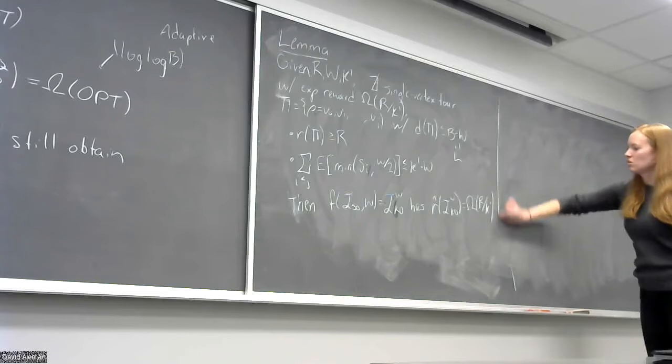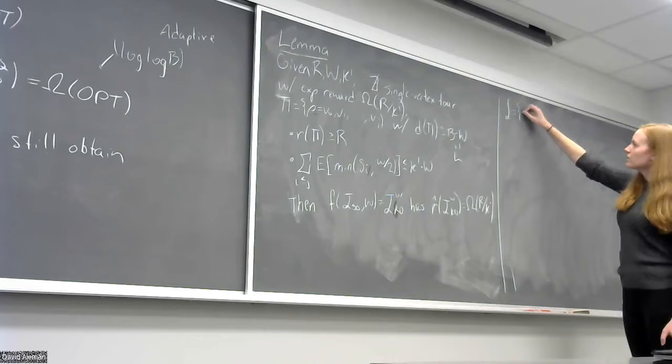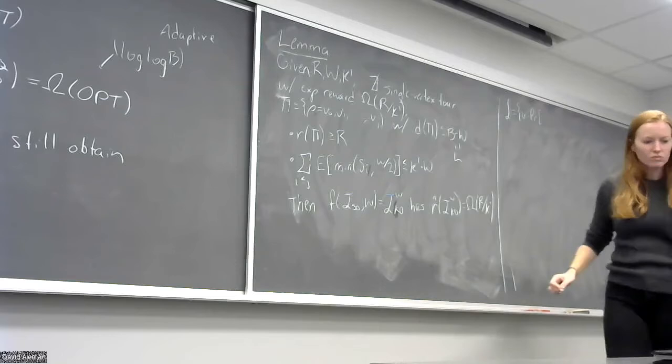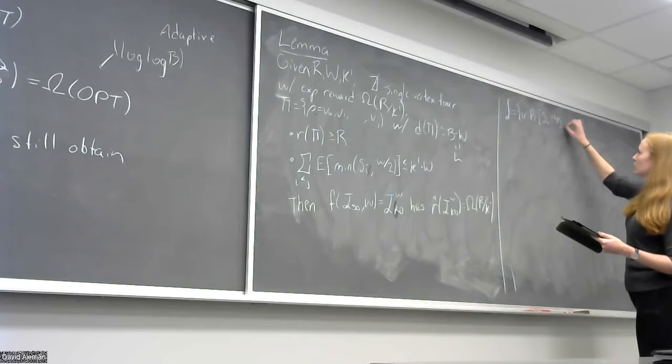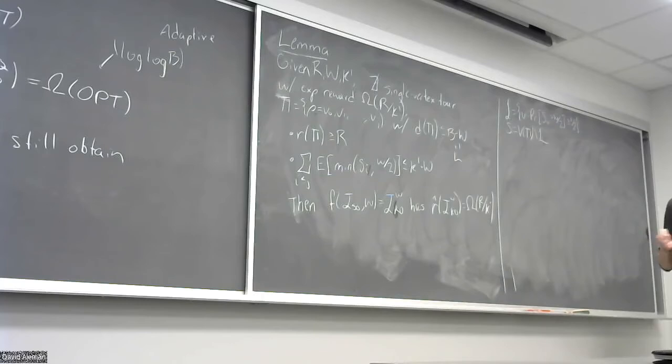Okay. So what's the basic idea here? We split our jobs into two sets. First, the large jobs are the set of all jobs such that the probability that S_v is at least W over 2 is at least 1. And then the small jobs are just the others.